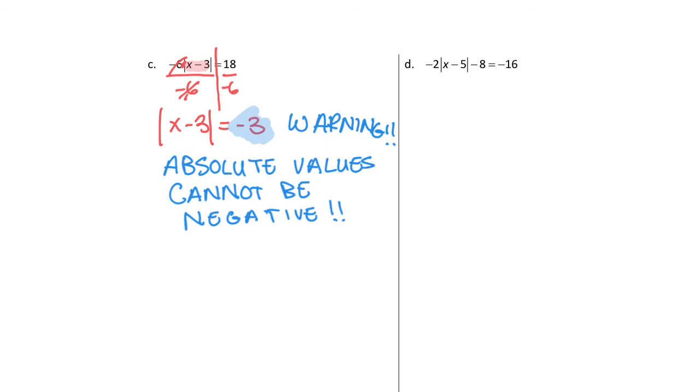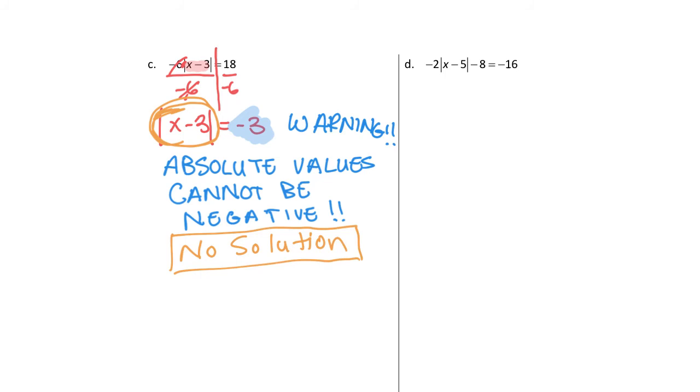Now notice we didn't know it equaled a negative number until we divided by that -6. So the second thing that you have to watch out for is that the absolute value has to be all by itself with nothing else around it. And then determine if this one actually has no solution. So watch out for those. That one can really trip you up.